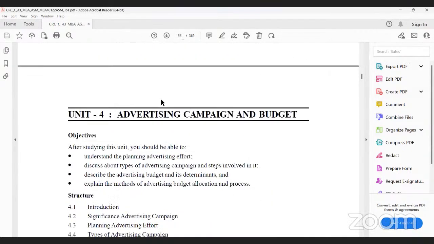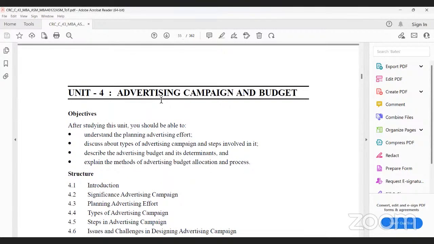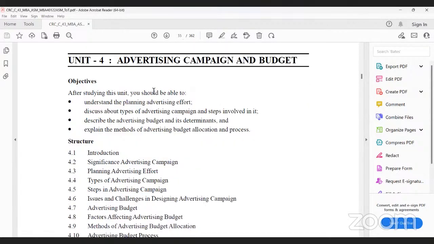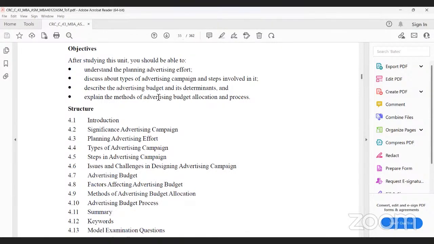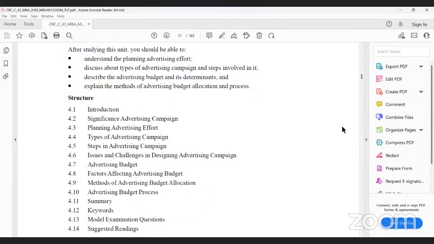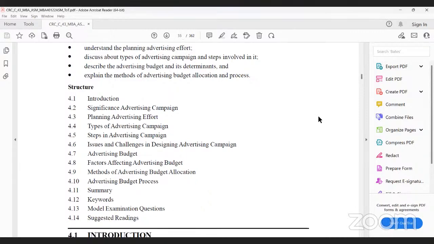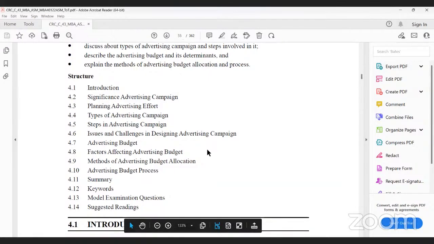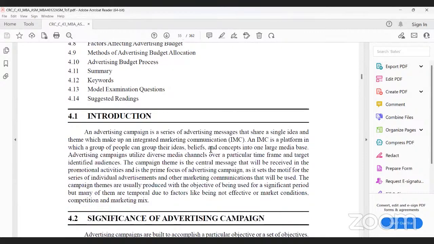Now we move to another topic, that is unit number 4 under block 1 of advertising and sales management in our paper. Here we are going to discuss various topics: introduction, significance, advertising campaign, the importance of advertising campaign, planning advertising efforts, types of advertising campaign, the steps in advertising campaign, issues and challenges in designing advertising campaign, advertising budget, the factors affecting advertising budget, and the different methods of advertising budget allocation. How best does the company allocate the budget for advertising? So, the advertising business process. One by one we are going to discuss.